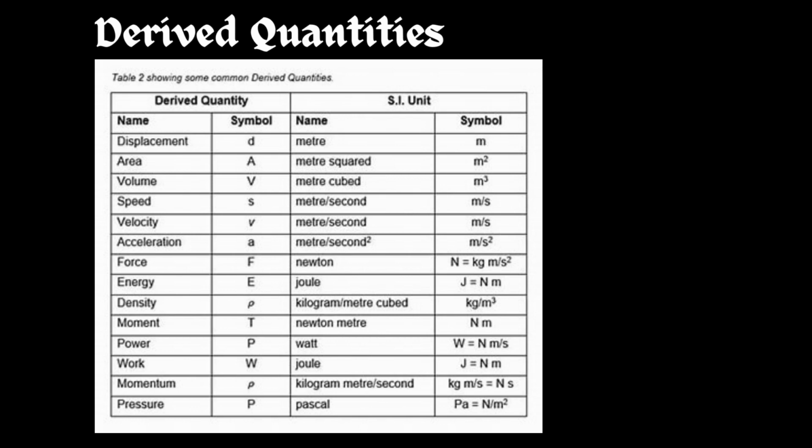Why do we call these quantities derived quantities? Because these quantities are dependent upon the fundamental quantities. If we take the example of force, this force is dependent upon 3 things, that is mass, length, and time. So these quantities are called derived quantities.